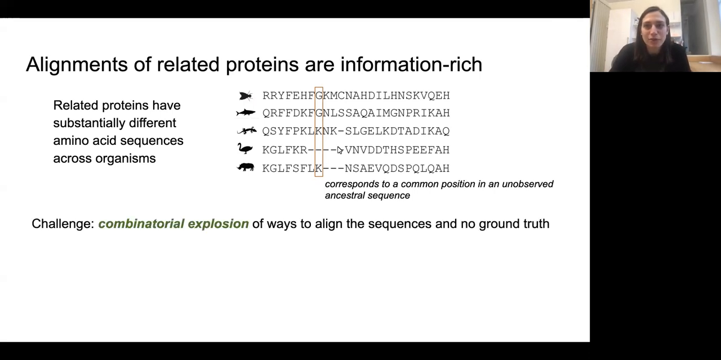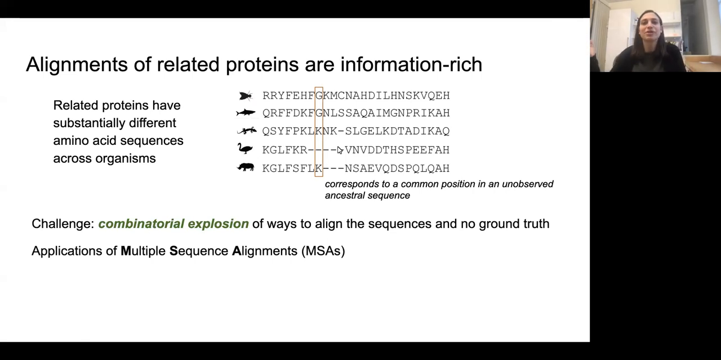And this is difficult for two reasons. First, there's a combinatorial explosion of possible ways to align sequences. Because these sequences are different lengths, there are lots of different possibilities for arrangements. And second, we don't have a ground truth because we don't know how these sequences evolved from each other.